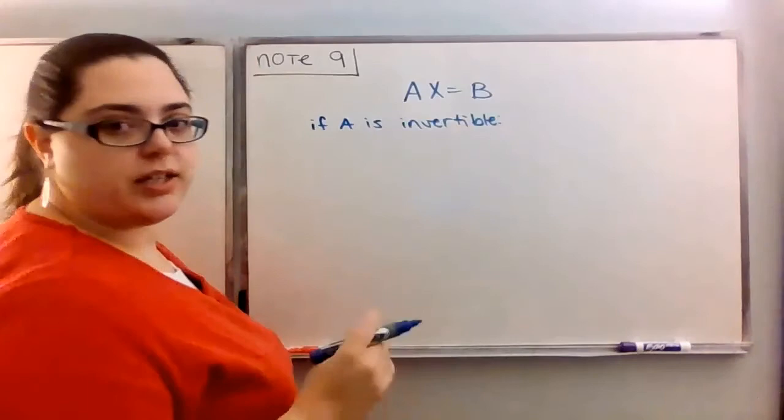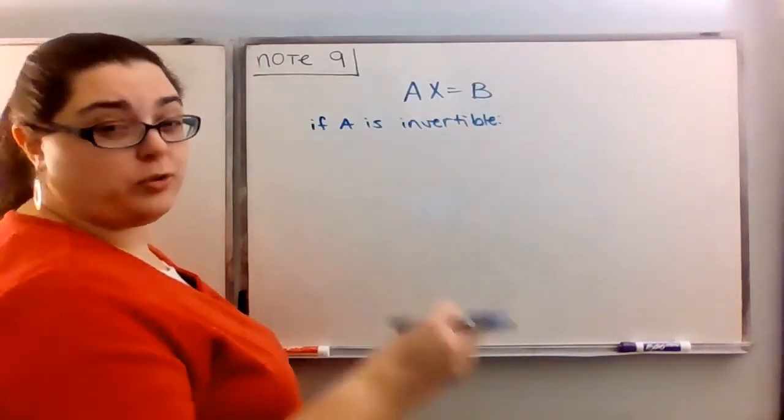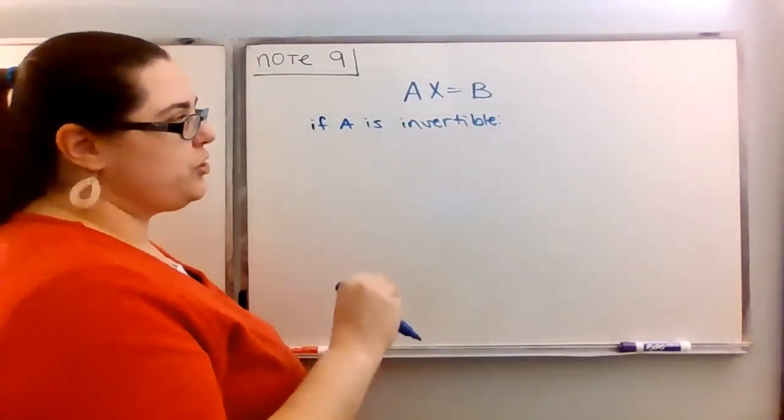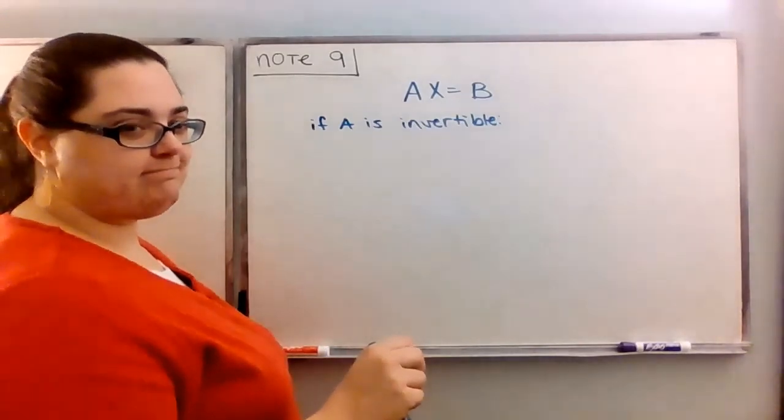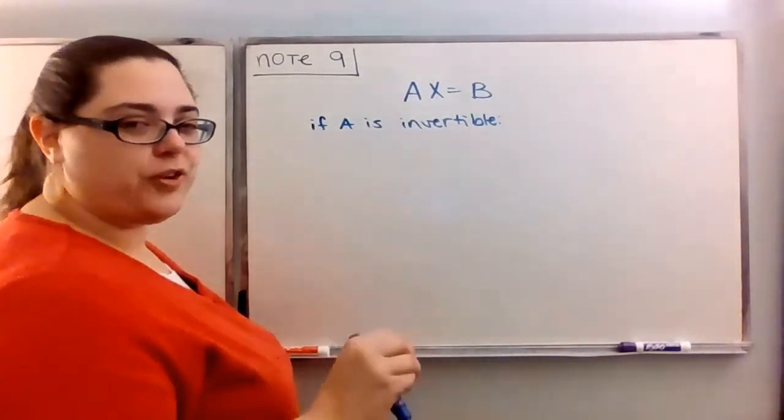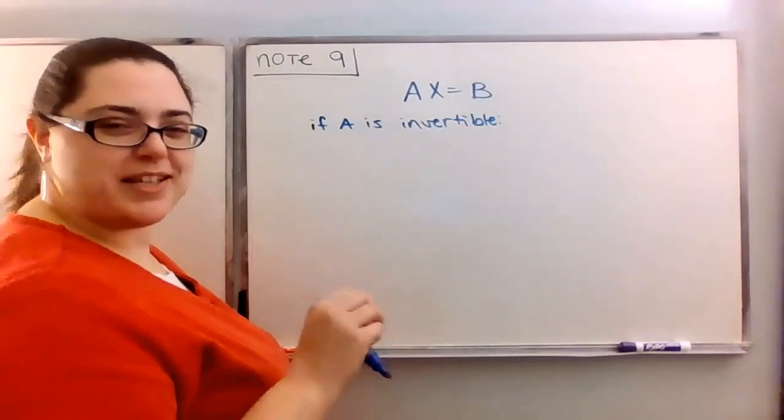So if we're fortunate enough to have a square, not only a, so if we're fortunate, why am I saying fortunate?